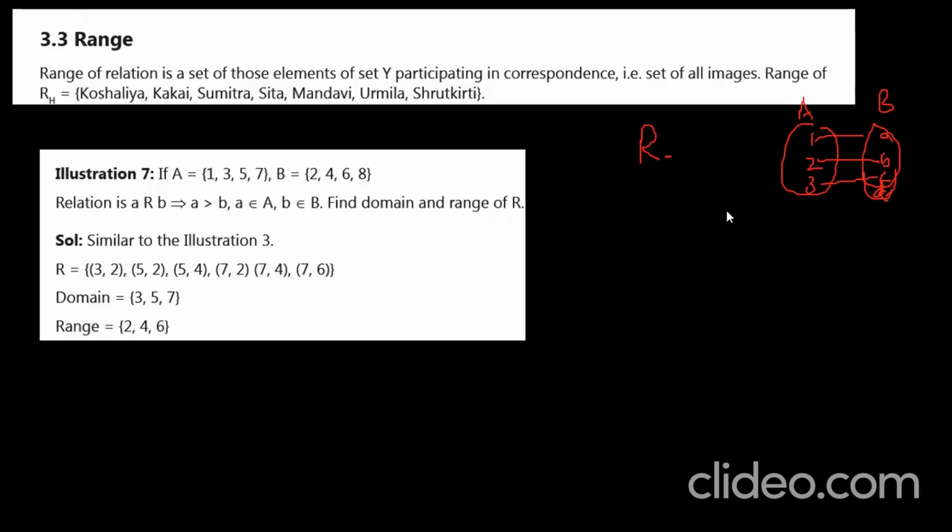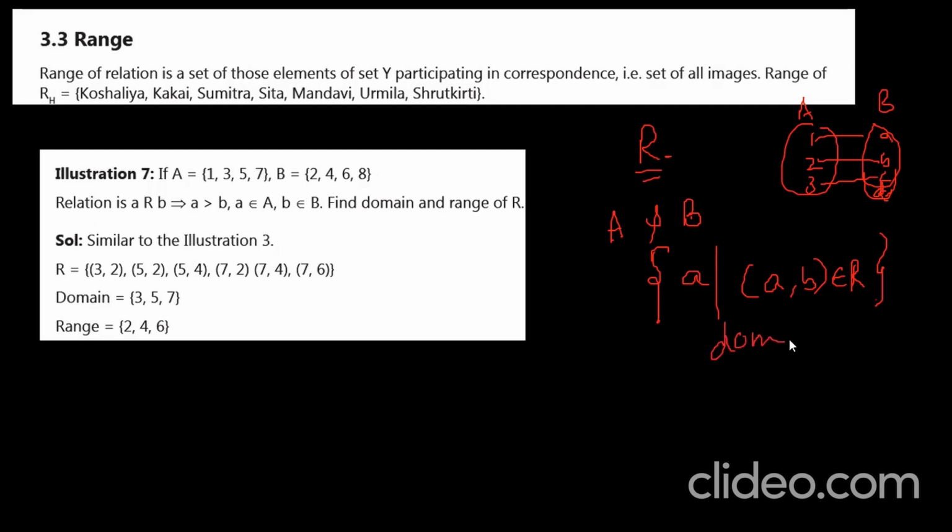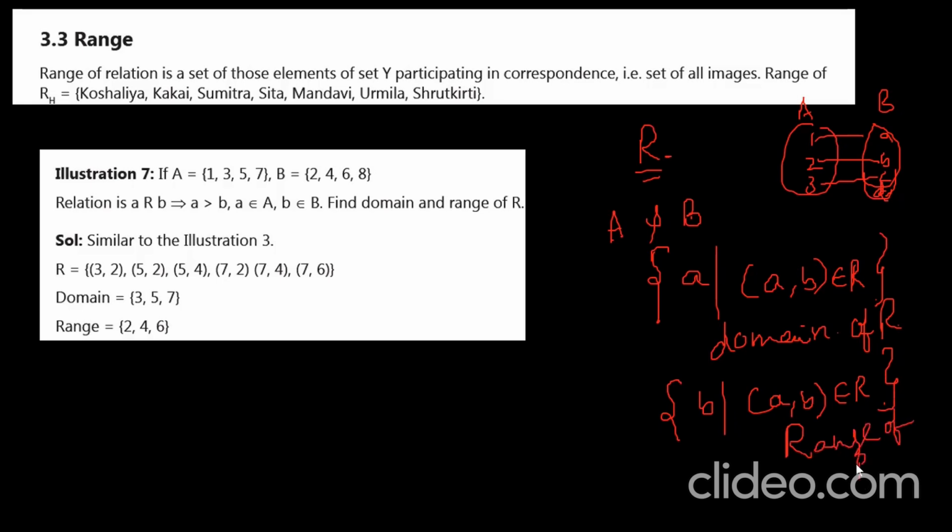Suppose R is a relation between A and B. Then the set of all a such that (a, b) belongs to R is called the domain of R. And the set of all b such that (a, b) belongs to R is called the range of R. You understand? This is the domain and this is the range of R.